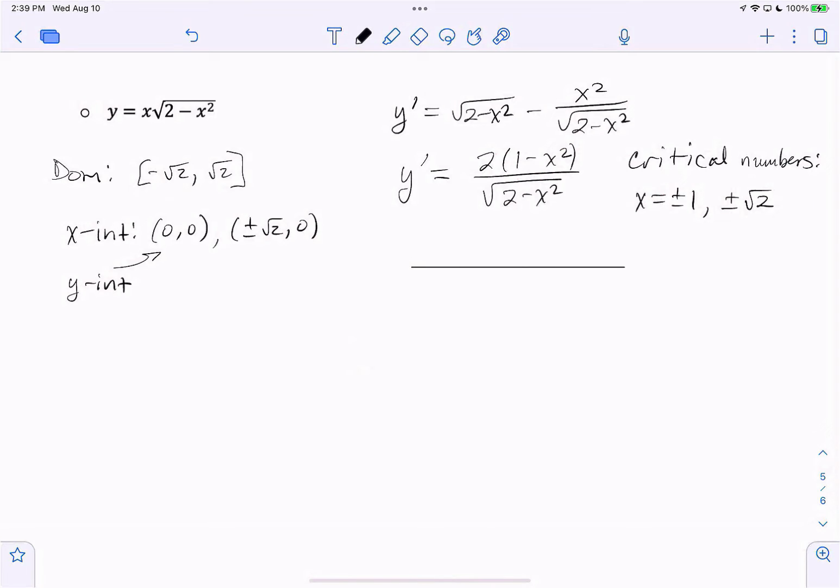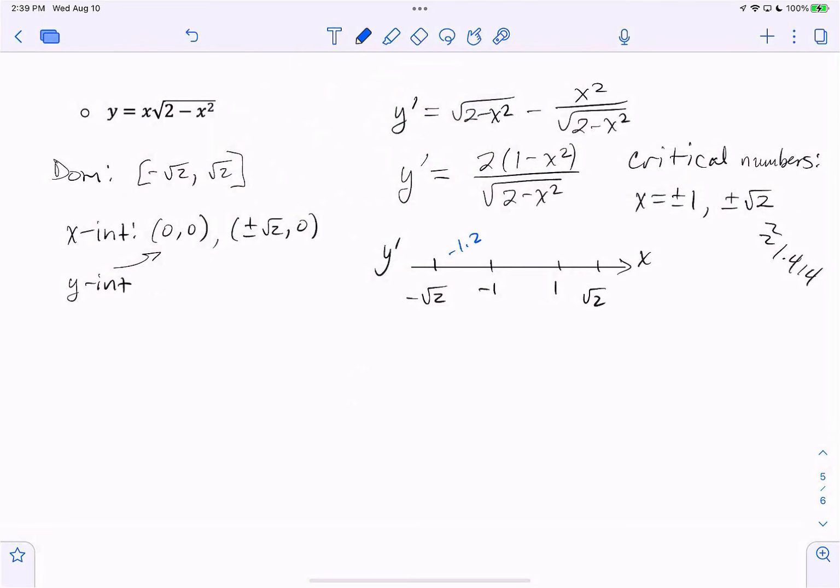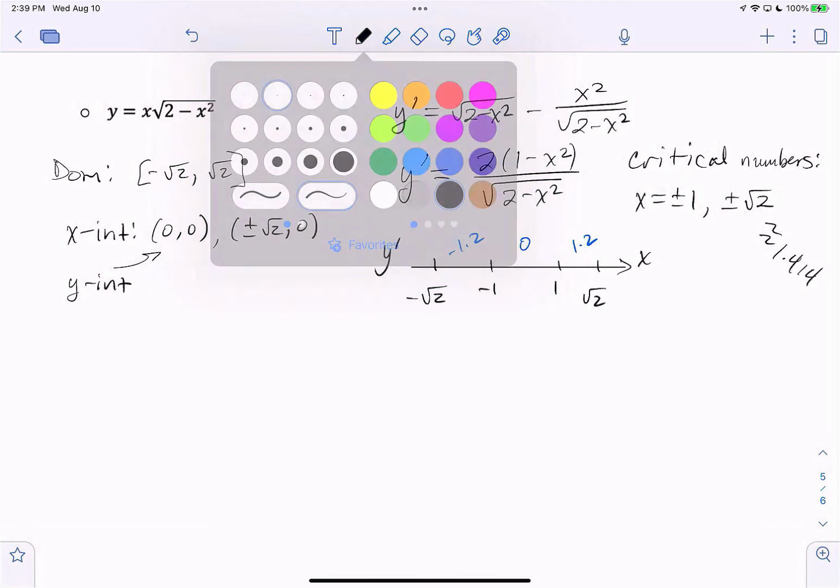When we consider intervals of increasing and decreasing, we're only going to consider numbers in the domain, so from negative square root of 2 to square root of 2. And then our numbers of interest are negative 1 and 1. And because the square root of 2 is about 1.414, numbers like negative 1.2, 0, and 1.2 will do what we need.